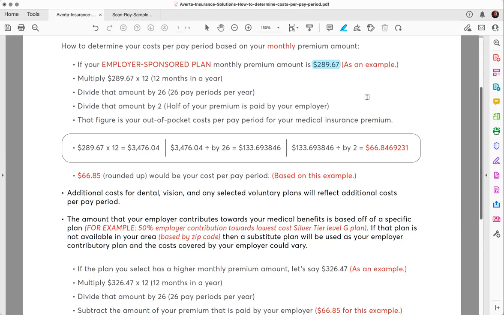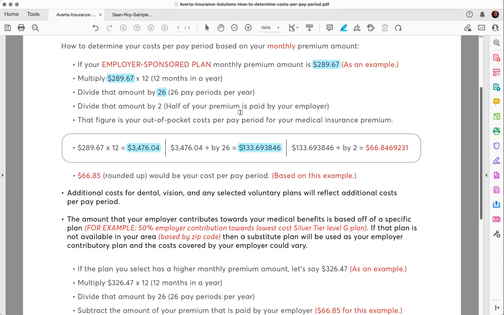So to figure this out per pay period, most of you are on a 26 pay period schedule, so you're going to do a little math. Here's how it goes. You're going to multiply this number, 289.67, by 12, because there are 12 months in a year. That gets you 3,476.04. Then you divide that by 26, because there are 26 pay periods per year. When you do that, you get 133.69, and it just goes on and on.